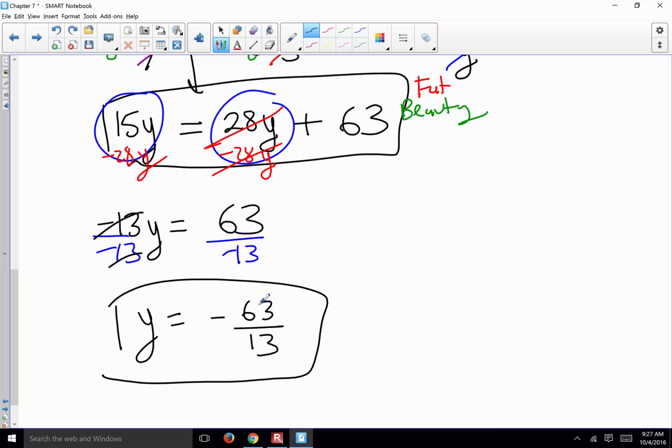Thus 13 does not go into 63 as a whole number. 4, 5, no. 6, no. So this is it. This is the answer we need to test.